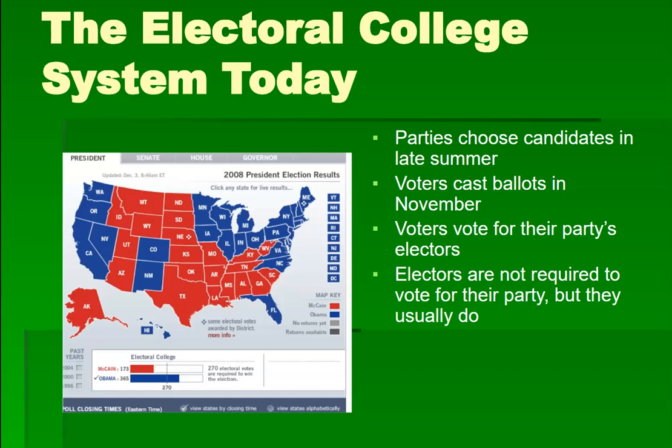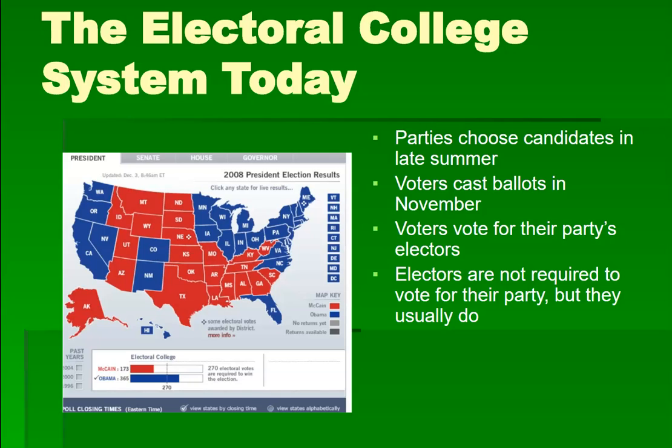Now, the electors are not required to vote for their party, but they usually do. So, for example, did you see here in the 2008 elections that the Democrats won New York? So, all of New York's electoral votes would vote Democrat. But they don't have to. If one of them decided they wanted to vote for a third party or vote for somebody completely different, then they could, and there's really nothing that can be done about it.